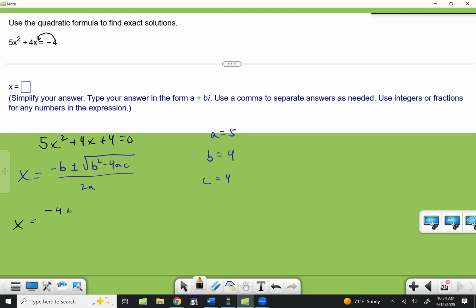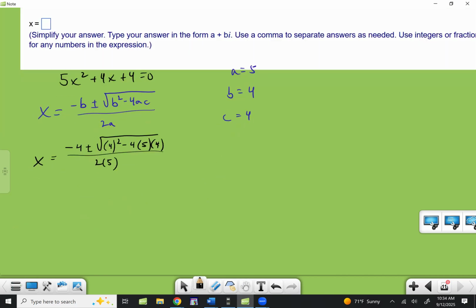Negative b minus b squared minus 4 times a times c. Now, you don't technically have to use parentheses on a positive number, but I just do it to get everybody in the habit of it. Doesn't hurt, but it will hurt if you don't do it on a negative. All right, so we got negative 4 plus or minus.